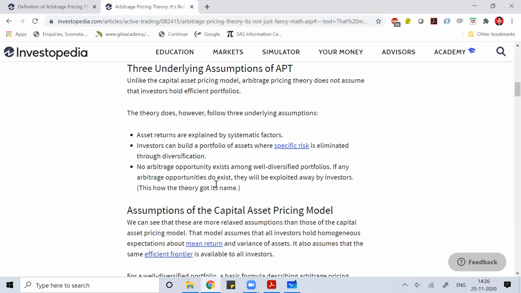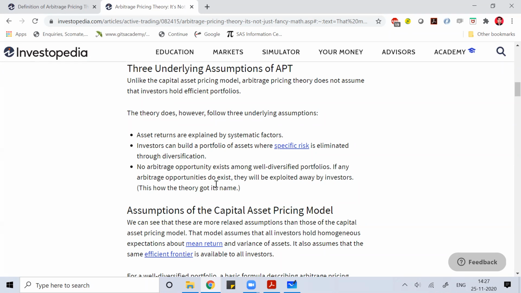That's why we call this the arbitrage pricing model. Please understand that, as per the arbitrage pricing model, one of the assumptions is that asset returns are well explained by systematic factors. Because we are discussing a well diversified portfolio, there is no consideration of unsystematic risk. So the possible risks we can identify here are basically the systematic risks.